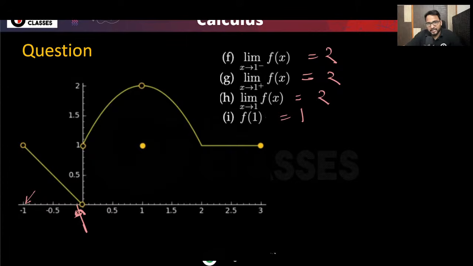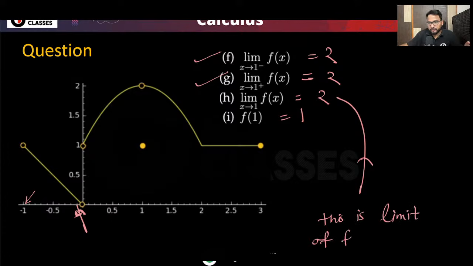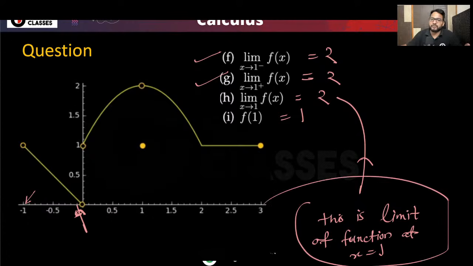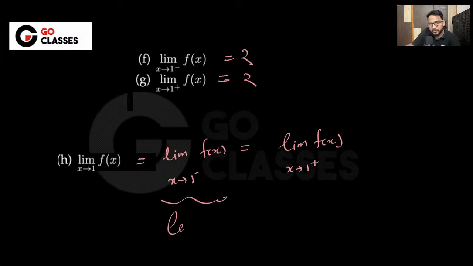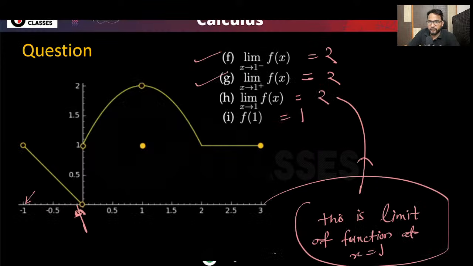See, this F you can answer independently, G you can answer independently. This H is actually the basic limit that you have. H is the real limit. This is the limit of the function at x equal to 1, and that is equal to the left limit and the right limit. So the limit value should be equal to the left limit and the right limit.